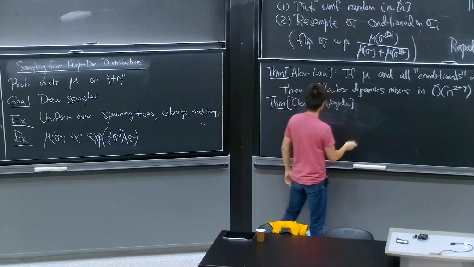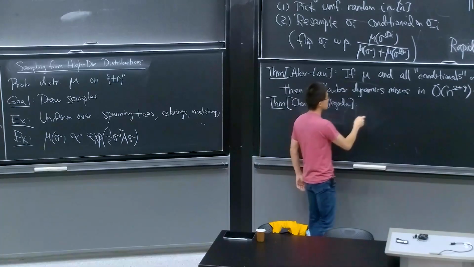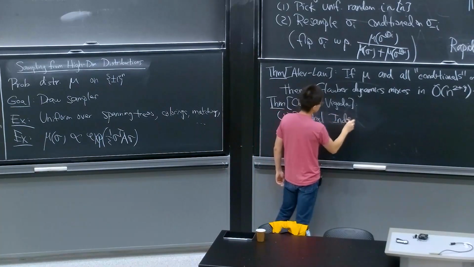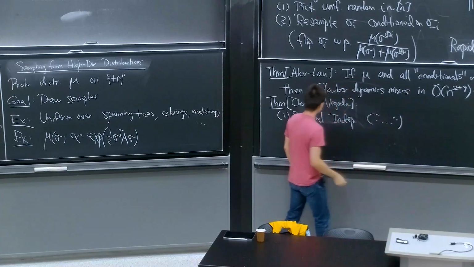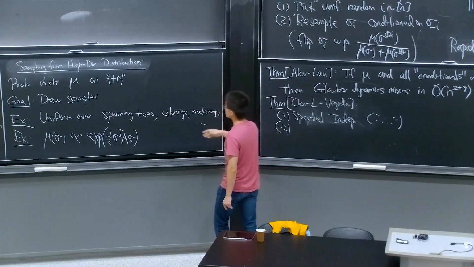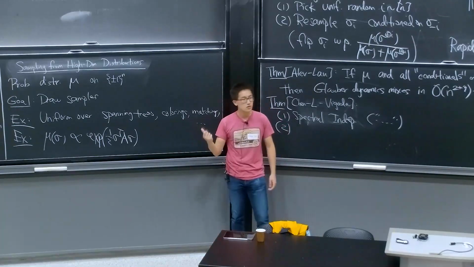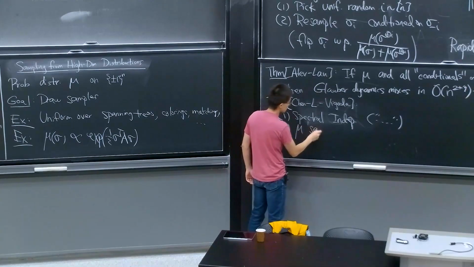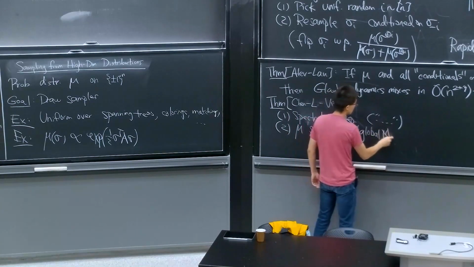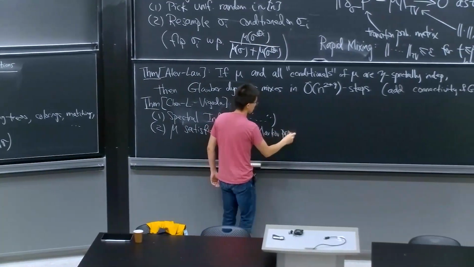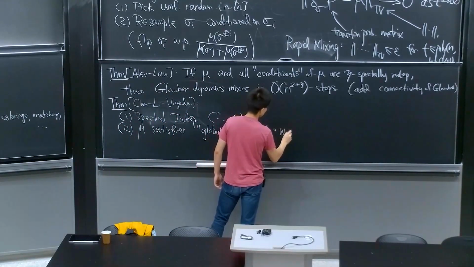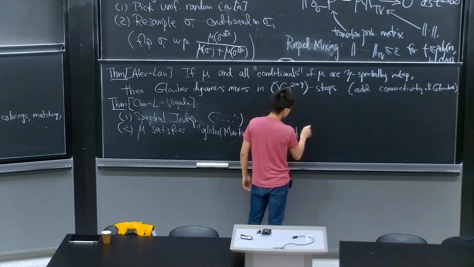Okay, so I'm going to make the same assumption: all of the conditionals are spectrally independent. I'm going to add 2 additional assumptions. The second assumption, which will apply for instance to distributions on graphs, like colorings or matchings and so on, is that mu satisfies what is sometimes called the global Markov property, or more colloquially, conditional independence with respect to a bounded degree graph.